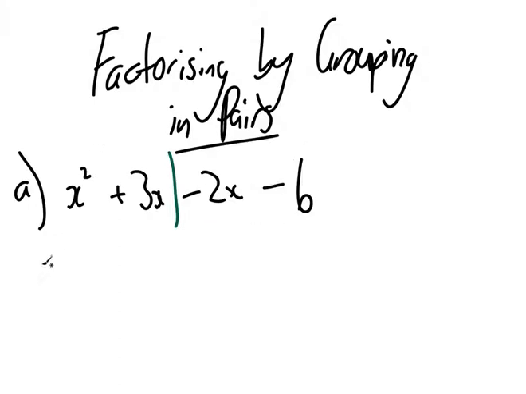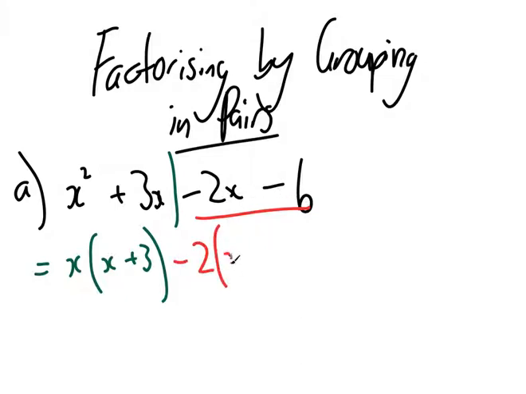I'm going to factorise my first pair first. So first pair first, common factor there is x, so it becomes x, so x plus 3. And then looking at my second pair, this pair here, I've got a common factor of minus 2. So minus 2 goes out the front, and it's x plus 3. You might want to check that by expanding, but the minus 2 expands to make minus 2x and minus 6.